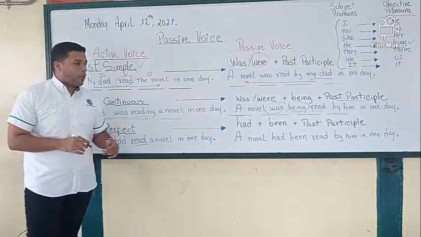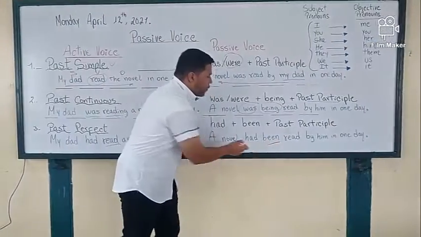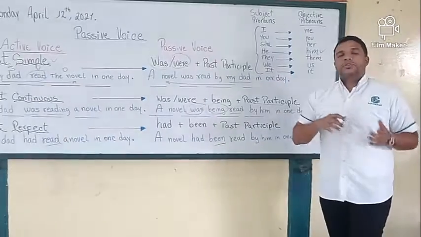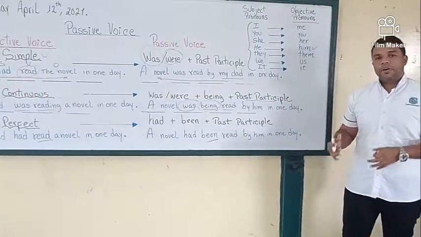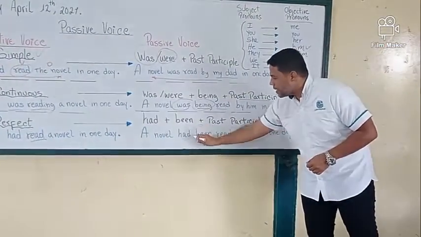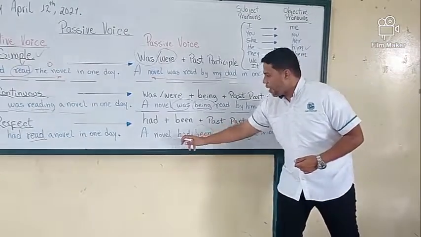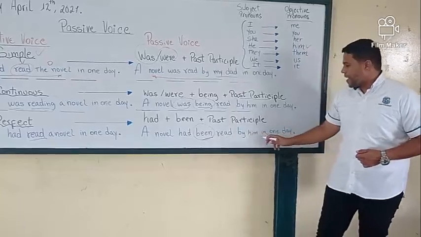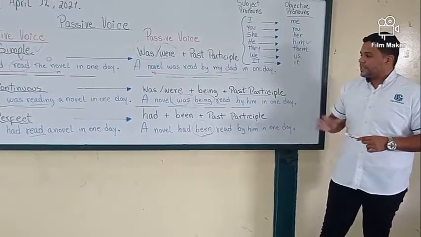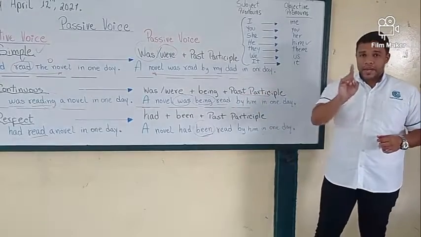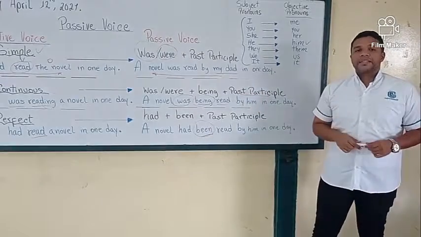But, as I said before, we need to use what we call the verb to be in perfect. How do we turn the verb to be into perfect tense? Well, very easy. By using been. A novel had been read by him in one day. And this is how you're going to turn a past perfect tense in an active form to a passive form.